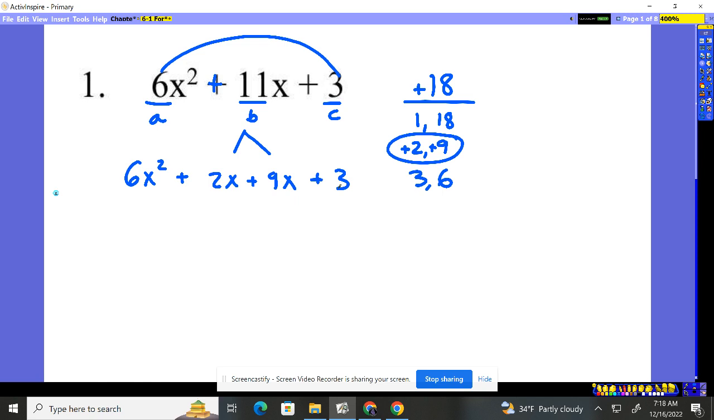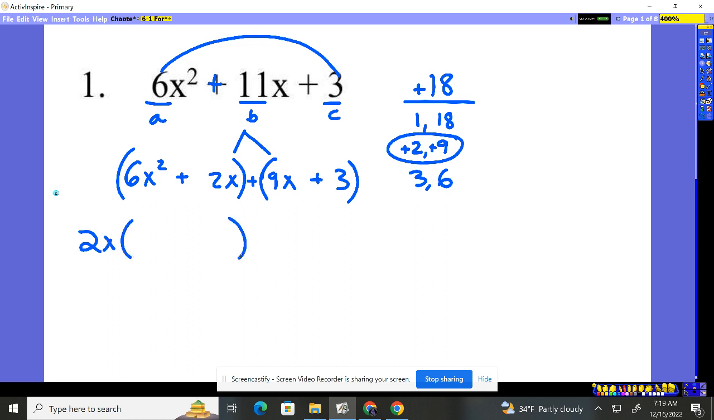Now, here's what we're going to come in and do. We're going to group these together. We're going to do what's called factoring by grouping now. We're going to group the first part, group the second part, because I have it in four pieces. That's always factor by grouping. I'm going to look at this first part, 6x squared plus 2x. What can factor out of both? Well, 2 and 6 have a common factor of 2, and they both have an x. So I'm going to factor out a 2x.